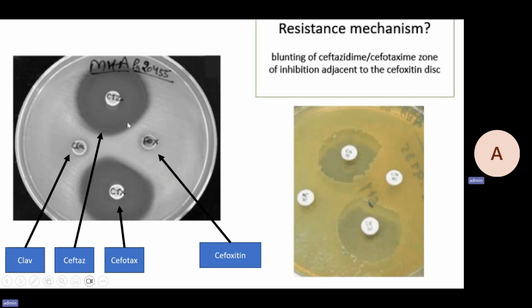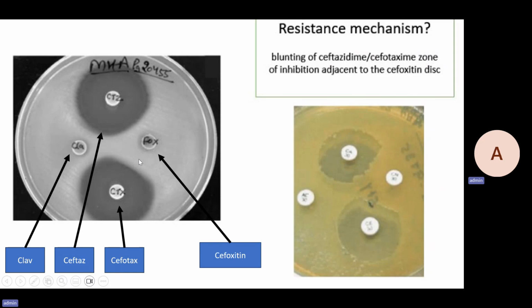So this is what I was saying about cefoxitin, how you can test for inducible AmpC. For example, you have found Enterobacter hormaechei, which can be an inducible AmpC producer. So you put a ceftazidime disc, you put a cefotaxime disc, you put a clavulanic acid disc, and you put a cefoxitin disc here. Same thing here. Now what you see is that there is a blunting of the zone here. What is happening is cefoxitin is inducing AmpC production in this part of the bacteria.